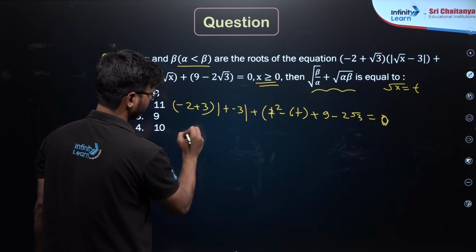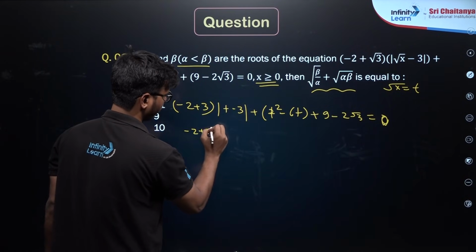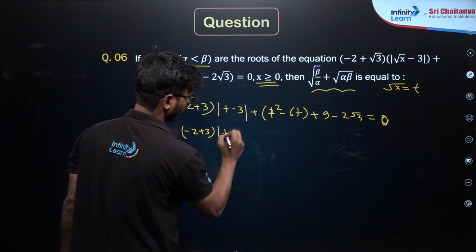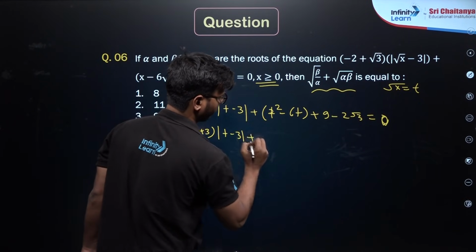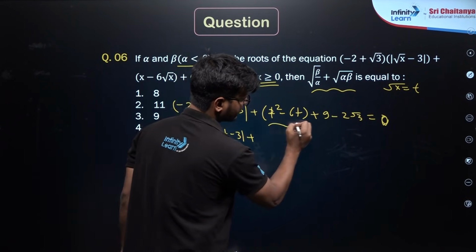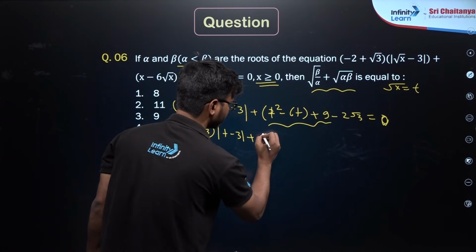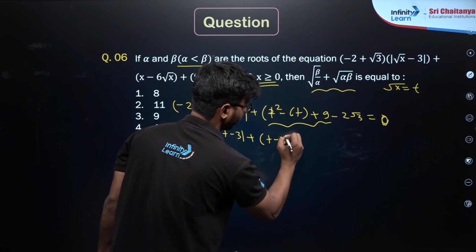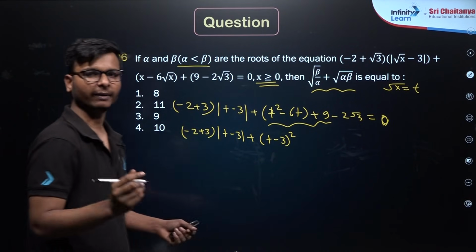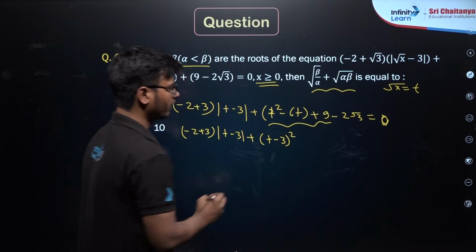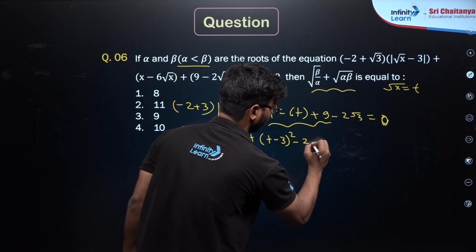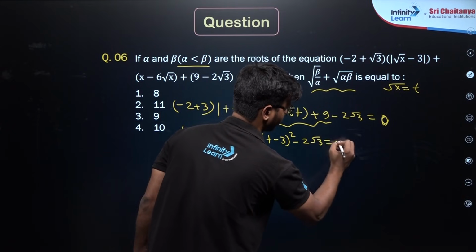For the following, I can write it as minus 2 plus 3 mod of t minus 3 plus. Just observe these three terms. Okay, I am taking three terms together. So this is nothing but t minus 3 the whole square. You can use the formula of a minus b the whole square and you can verify it. Okay, minus of 2 under root 3 equals to 0.